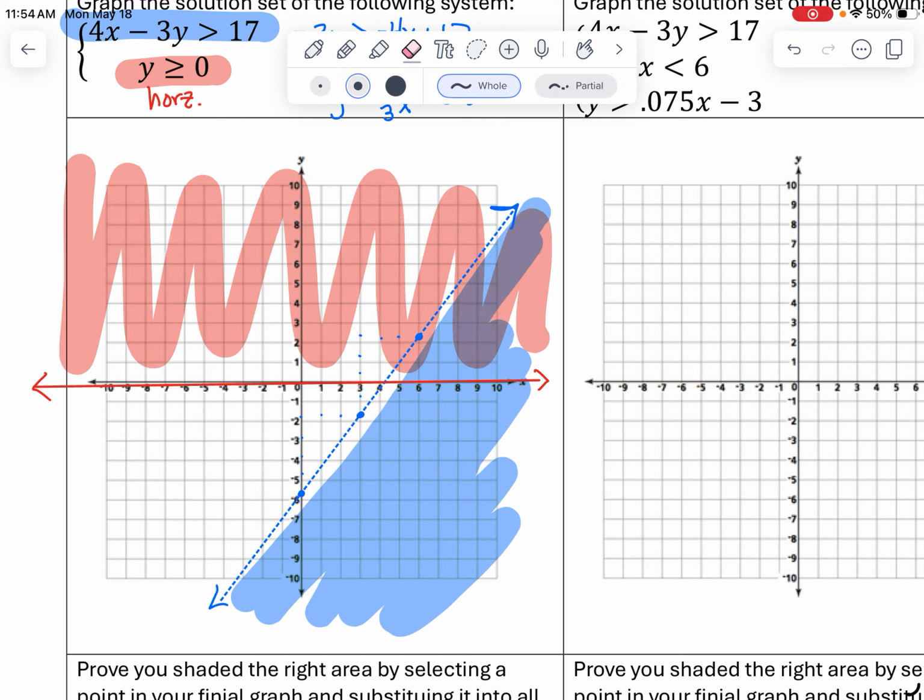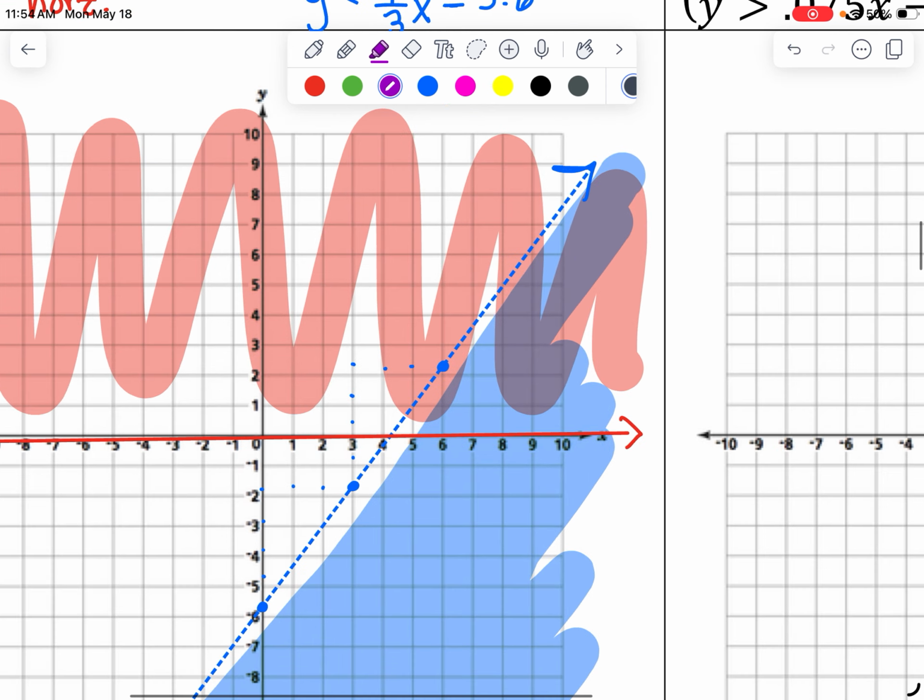And my answer is where the shading overlaps. So I'm going to grab purple, because red and blue make purple. And the shading is right in this tiny kind of like triangular area.